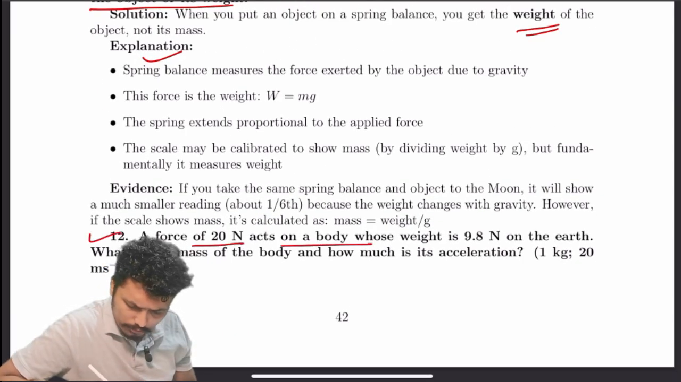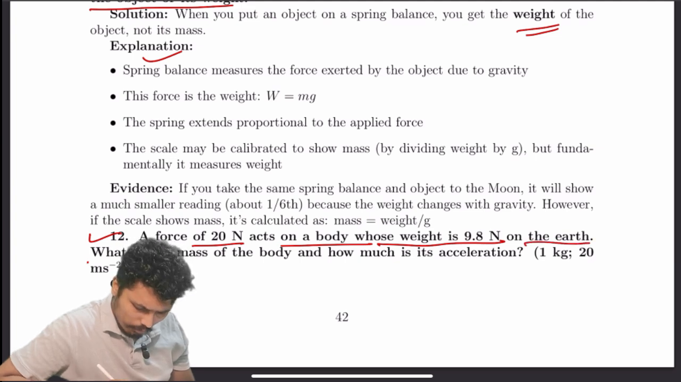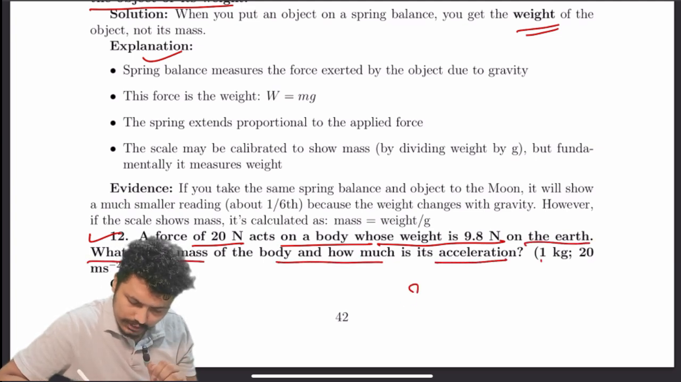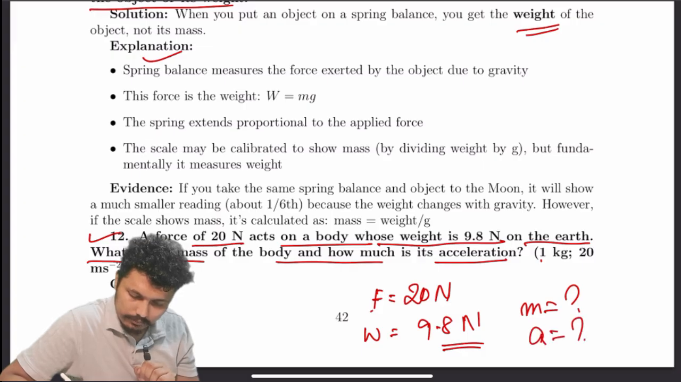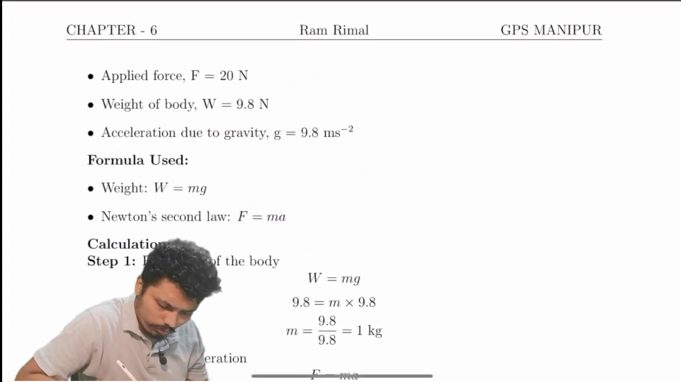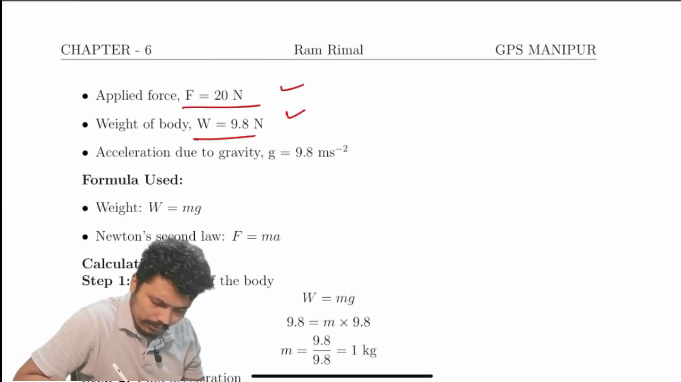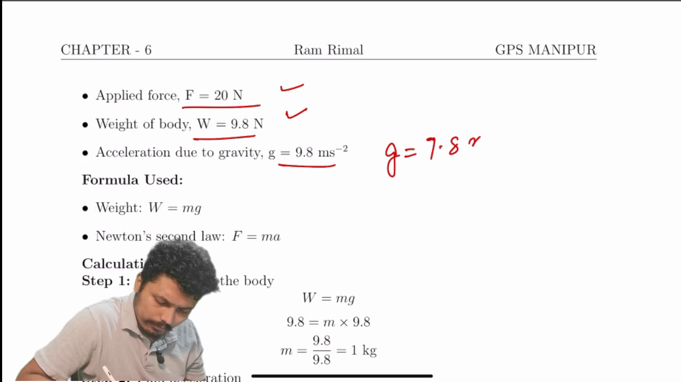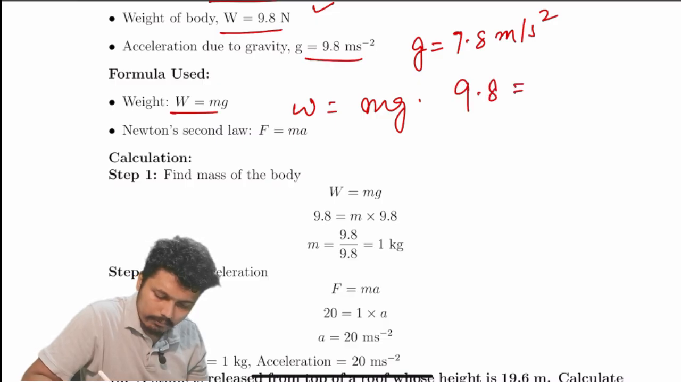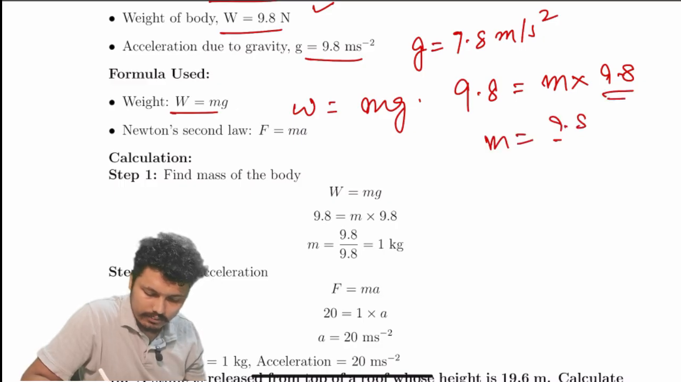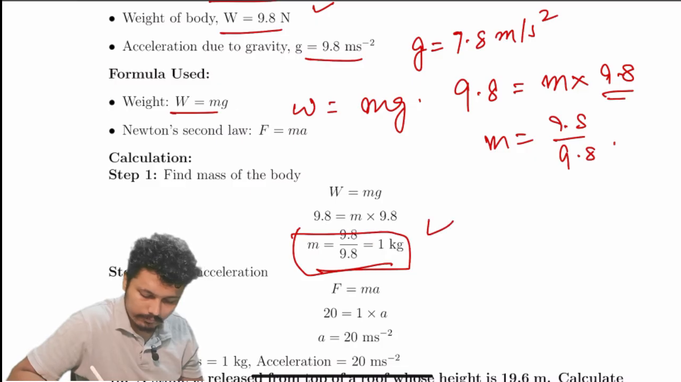A force of 20 Newton acts on a body whose weight is 9.8 Newton on Earth. What is the mass of the object and what is its acceleration? I need to find out mass and acceleration. Force applied is 20 Newton, weight is 9.8, and acceleration due to gravity g is 9.8 meter per second square. Weight is equal to mass into gravity. So mass is equal to 9.8 divided by 9.8. So I got 1 kg.